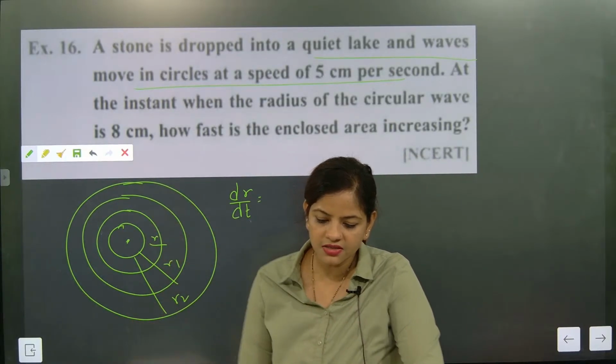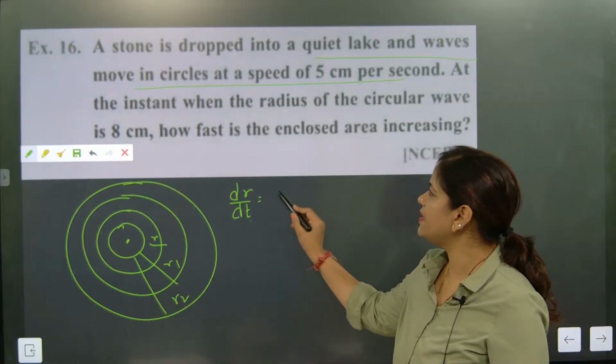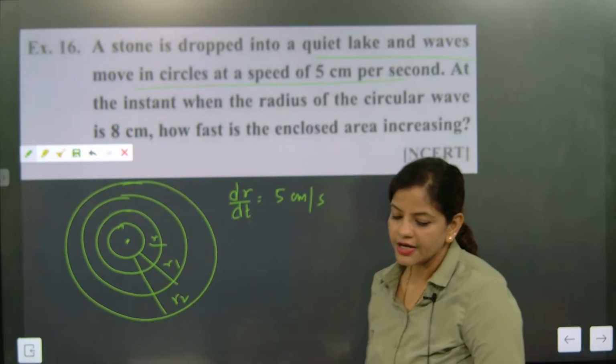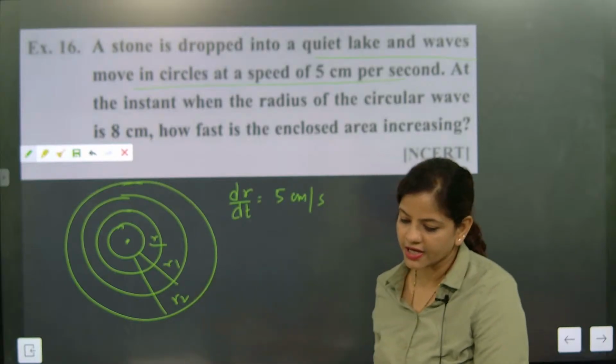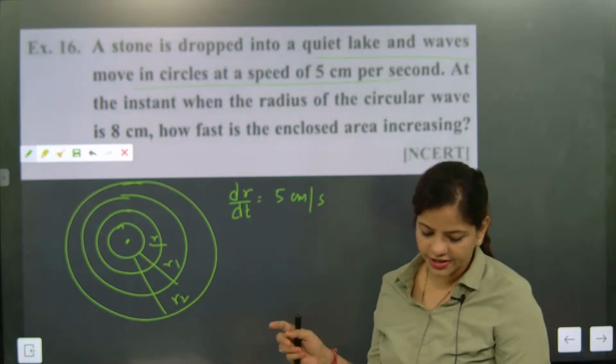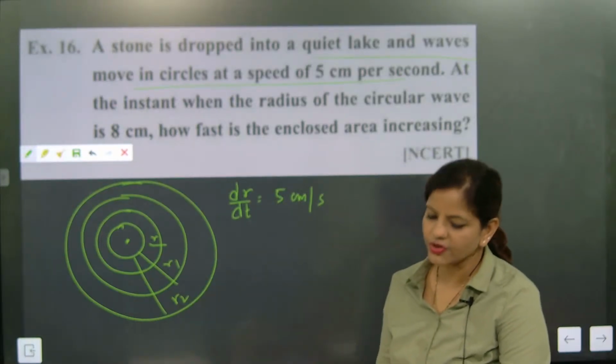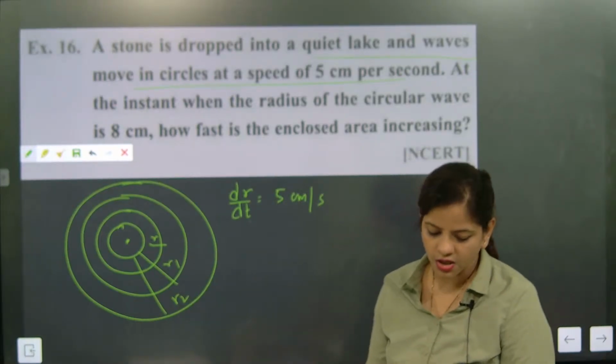Yes, you can tell the answer. That's good. So here dr by dt will be coming as 5 centimeter per second. Got it? It is coming as 5 centimeter per second. 80 pi centimeter square. 80 pi square centimeter. Yes, unit also you can write. That's going to work.